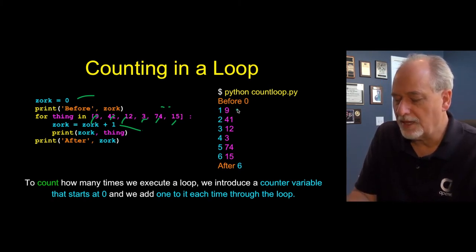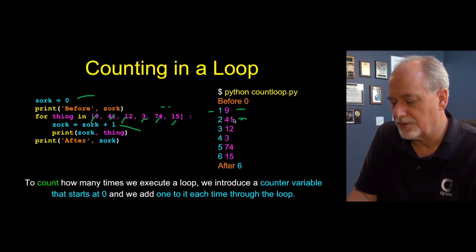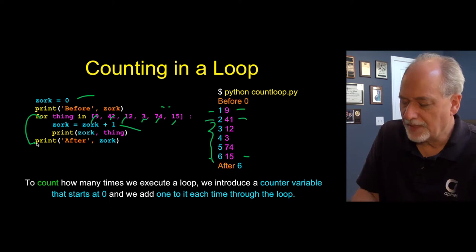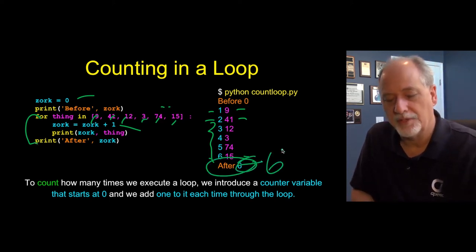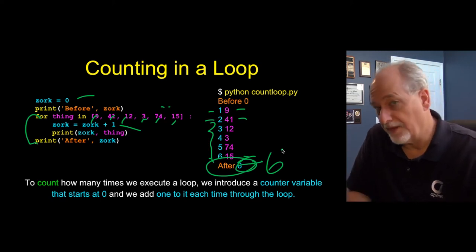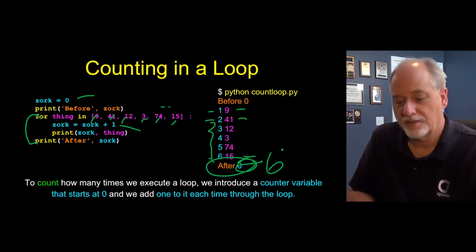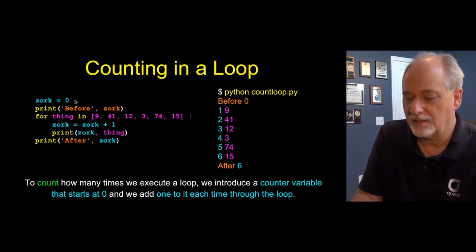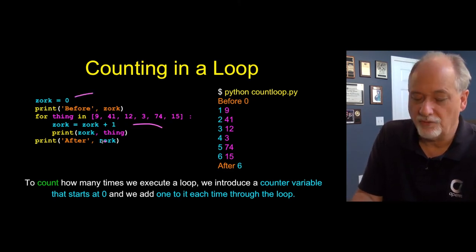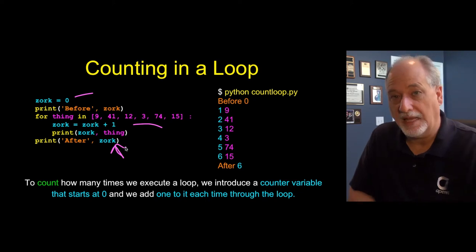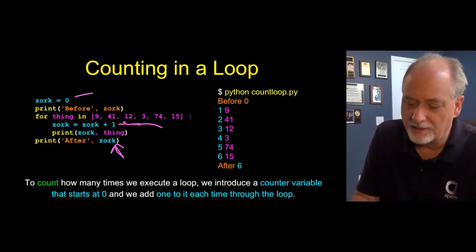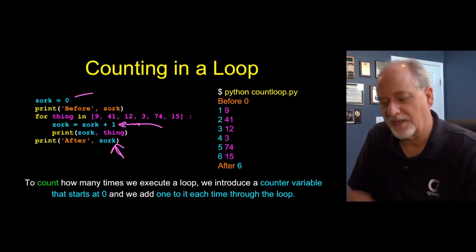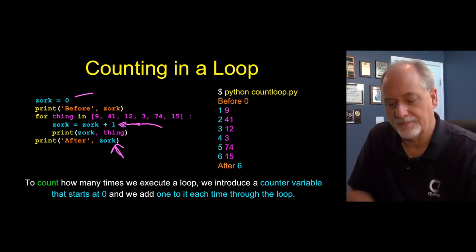So we see the 9 and Zork is 1. We see 41, Zork is 2. And Zork is 6 when we see the 15, the loop stops, and we print out afterwards. And 6 is then the ultimate count that we got. So that's very, very simple. The pattern is that you set it to 0 at the beginning, add 1 to it, and if you run that enough times, then this is how many times that happened. And in a sense, it's how many times this line ran, right? Sometimes you put this in an if statement, etc. Okay?